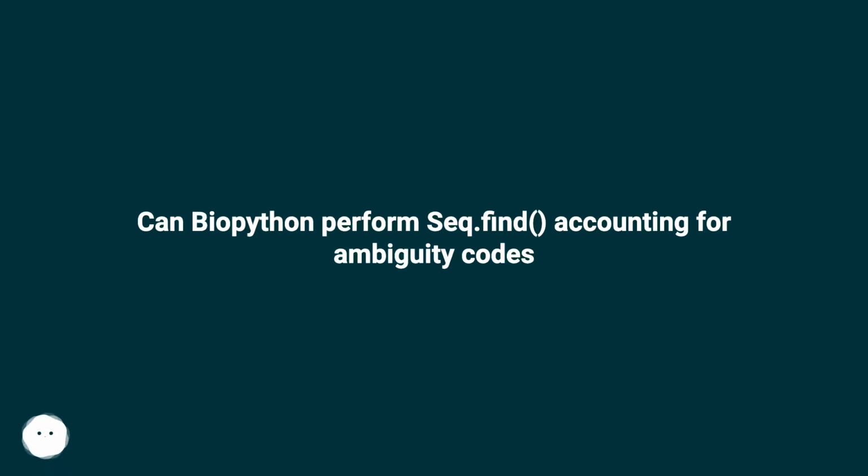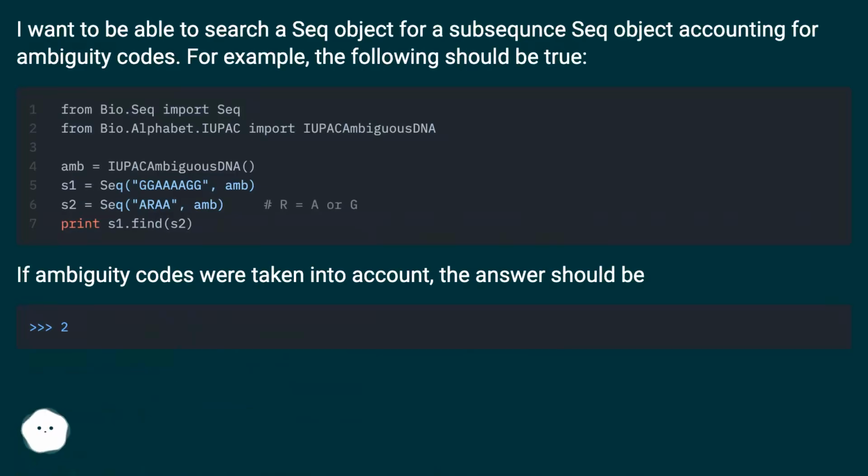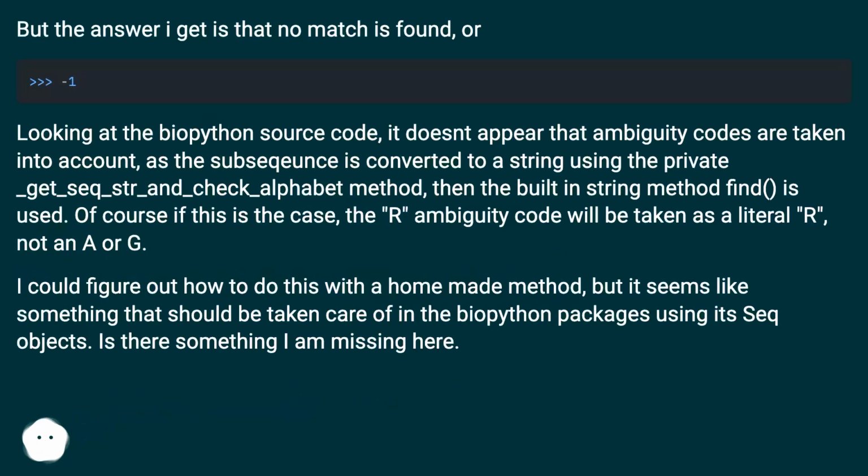Can Biopython perform Seq.find, accounting for ambiguity codes? I want to be able to search a Seq object for a subsequent Seq object accounting for ambiguity codes. For example, the following should be true. If ambiguity codes were taken into account, the answer should be. But the answer I get is that no match is found, or.